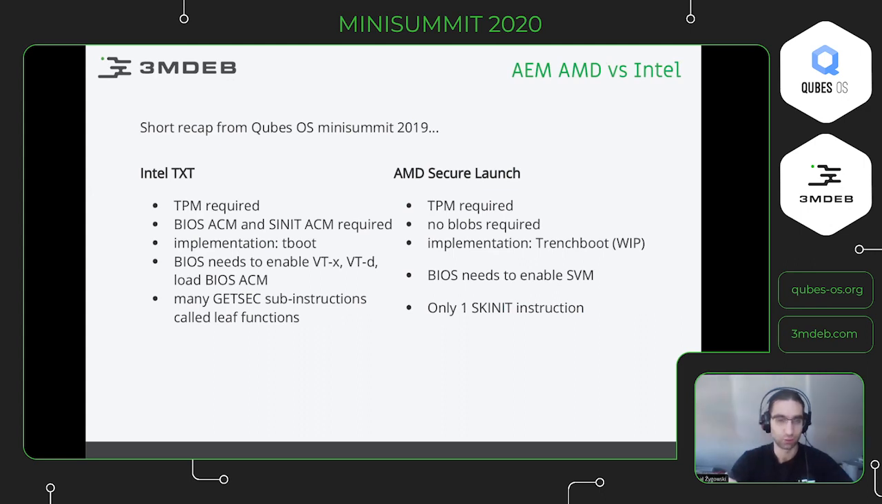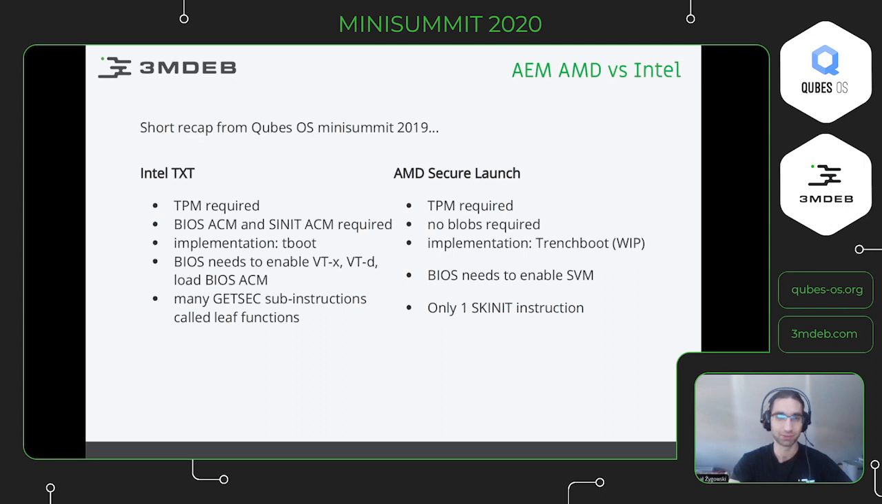Another requirement is that the BIOS needs to enable virtualization, both the virtualization extensions and the IOMMU, also called VT-d. Its responsibility is also to load the ACM correctly. Intel TXT also introduces many GETSEC sub-instructions. These are also called leaf instructions, which are used to load the ACMs and perform specific actions during the DRTM boot.